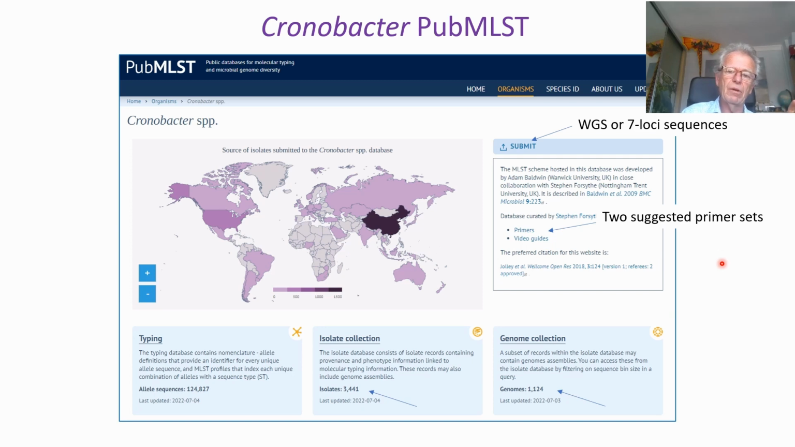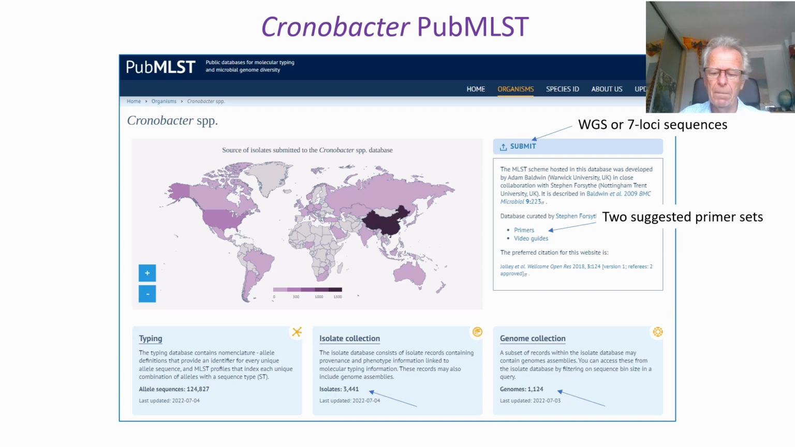The MLST database for Cronobacter is this one, pubMLST. You can submit whole genome sequencing or the old style, 7 loci. If you are doing 7 loci, bear in mind that there are 2 suggested primer sets now, because some people sometimes have trouble with glnS. The database, as of a couple of days ago, had over 3,000, almost 3,500 isolates in it, and there's over 1,000 whole genomes in there as well. And I'm the curator for all this.